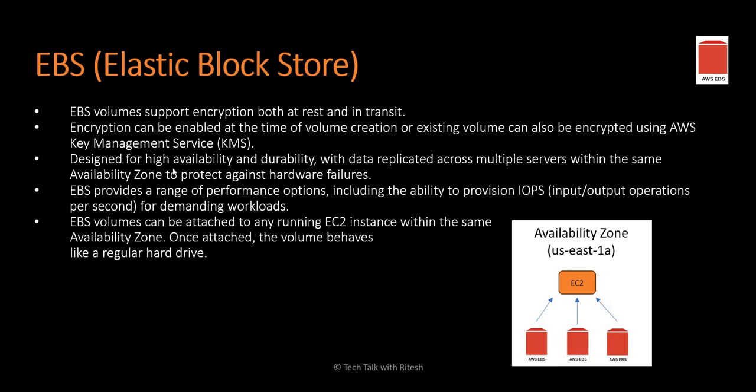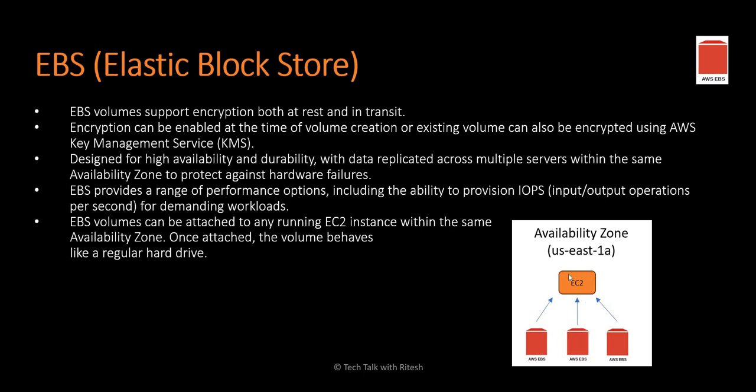EBS volumes are designed for high availability and durability, with the data replicated across multiple servers within the same availability zone to protect against hardware failures. So this is our availability zone, and how we distinguish it: US East 1 is the region, but if it ends with an alphabet letter, then it's an availability zone.